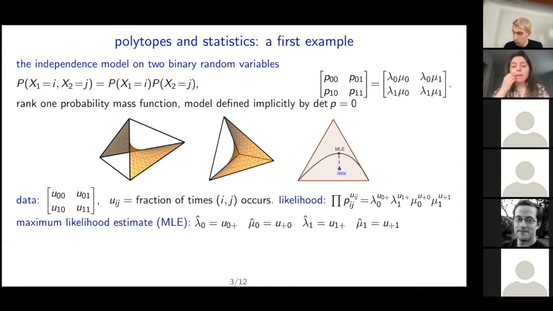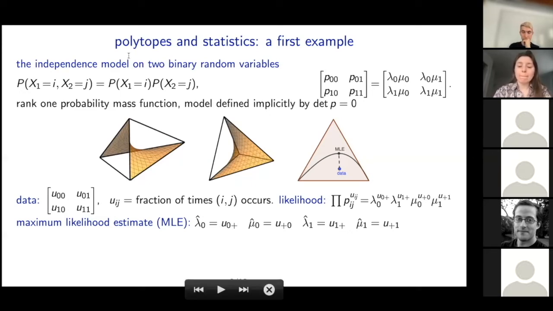Okay, and then we can solve the equations that hold at a critical point of this likelihood function to find the maximum likelihood estimate, or MLE, in this case of the independence model. So it has this well-known formula. Our empirical guess for the parameter lambda 0 is the 0th row sum, and our guess for mu0 is the 0th column sum. Lambda 1 is the first row sum, and mu1 is the first column sum.